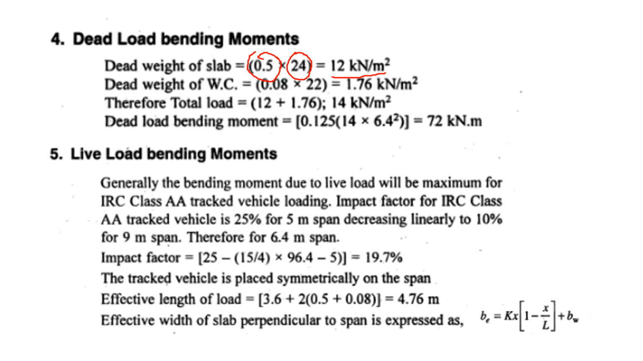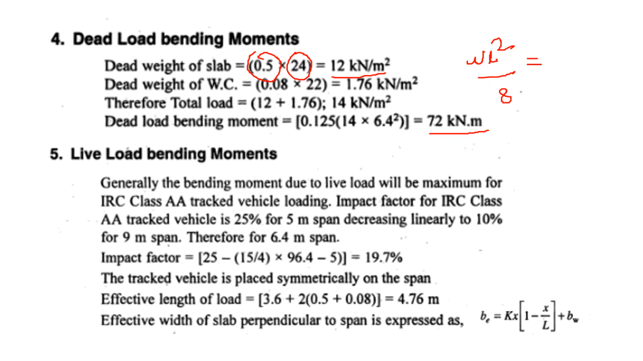So as we know, since it is a simply supported slab, the bending moment is WL square by 8. So the total load is 14 multiplied by the effective span of 6.4. So it is 14 into 6.4 the whole square divided by 8. So it is 72 kilonewton meter. So it is the dead load bending moment.